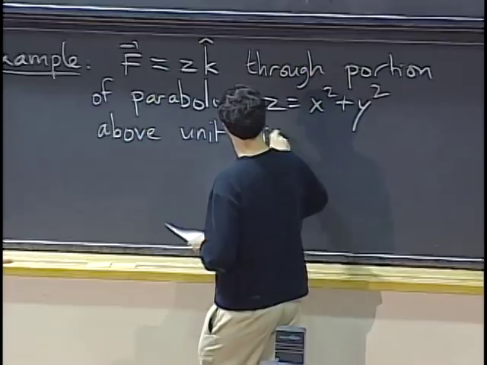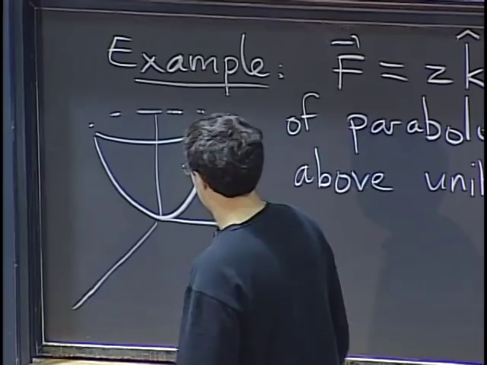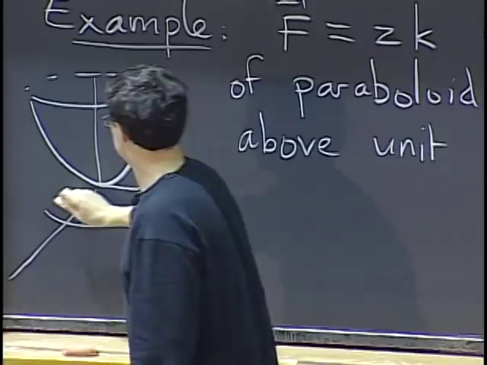Okay, so what does that mean? z equals x squared plus y squared, well, we've seen it many times. It's this paraboloid pointing up. Above the unit disk means I don't care about this infinite surface. I will actually stop when I hit a radius of 1 away from the z-axis.